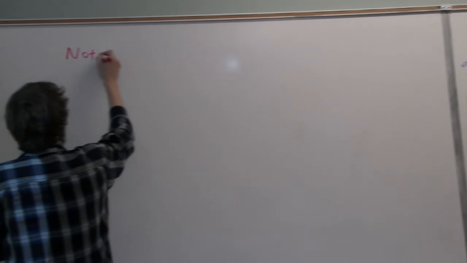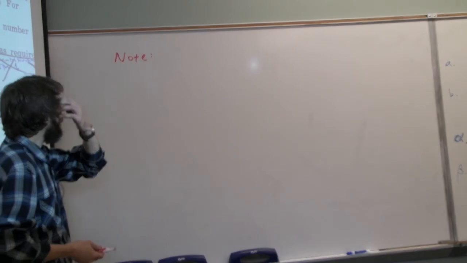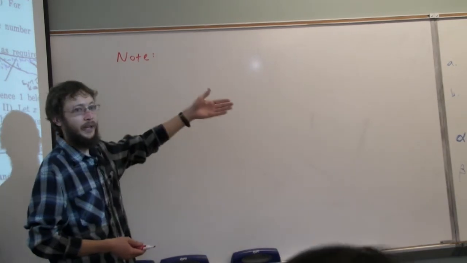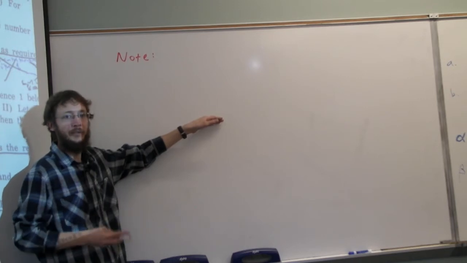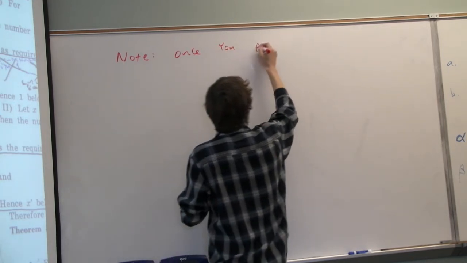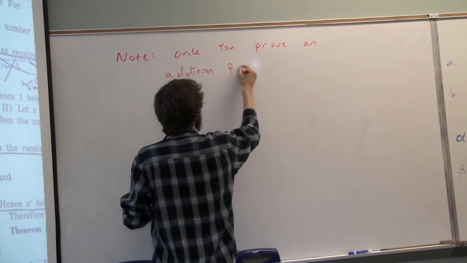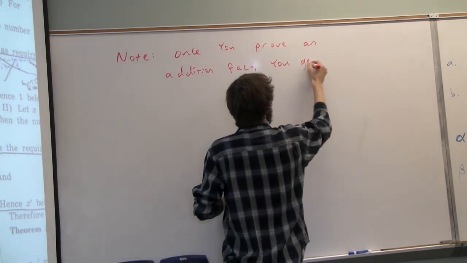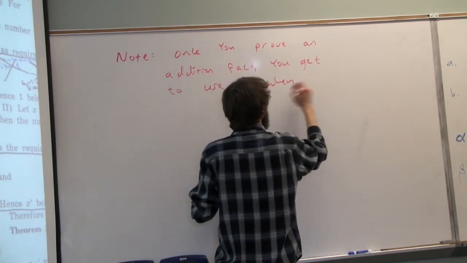So what I wanted to do is go over an example that illustrates that we get to build on this, right? So once you prove that 1 plus 1 is 2, you no longer need to reprove it, right? And you can use that in other facts. Or once you prove that 3 plus 6 is 9, you don't need to reprove it, you can use it in other facts, right? So once you prove an addition fact, you get to use it when needed.